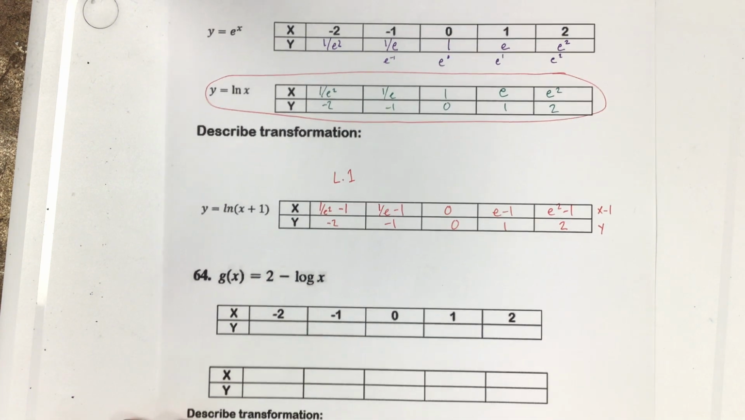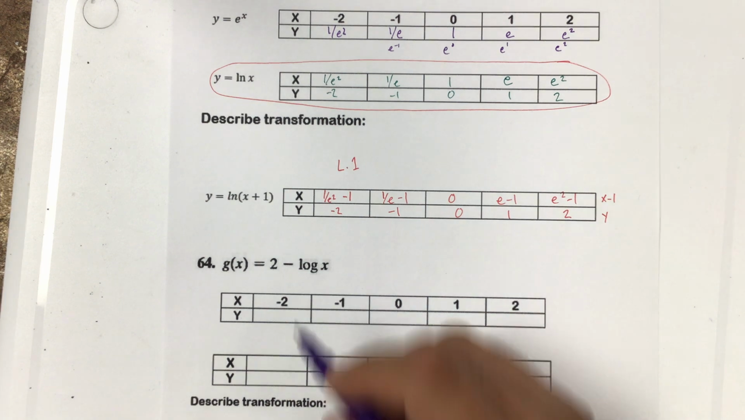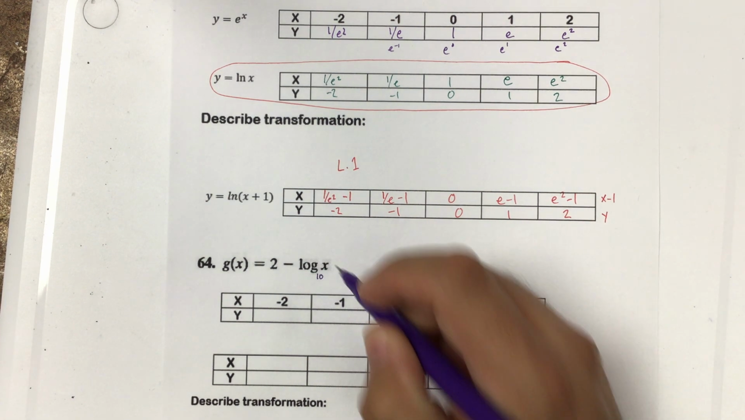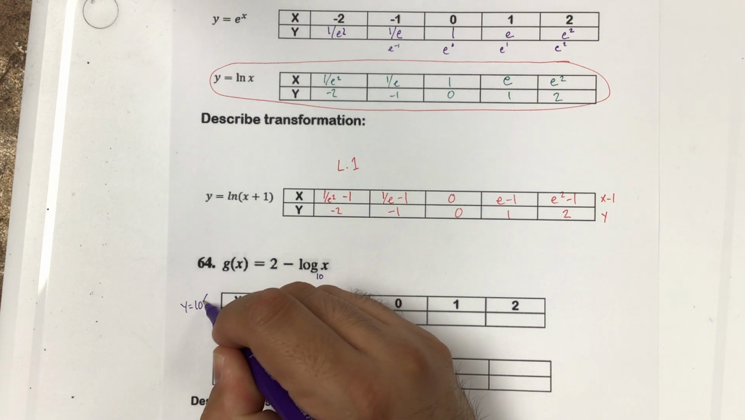Okay, so this one right here, it says 2 minus log of x. All right, so unfortunately, I can't really see anything here, so let's go ahead and put the base. What's the base there? Now, notice there's no base, right? So what's the base if there's no base? The base is 10. So right here, we're going to do this one as y equals 10 to the x power.